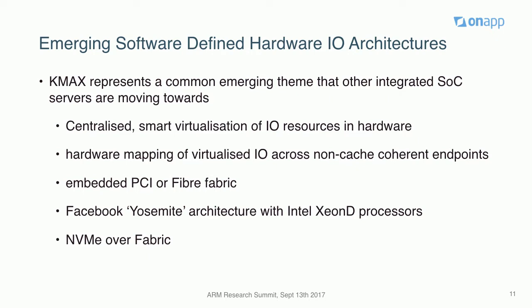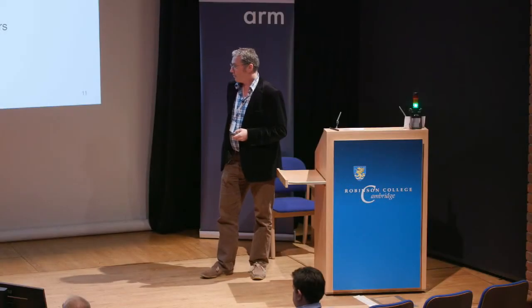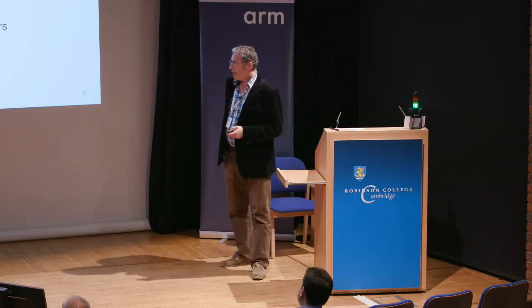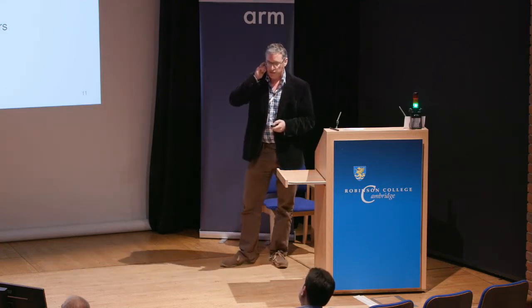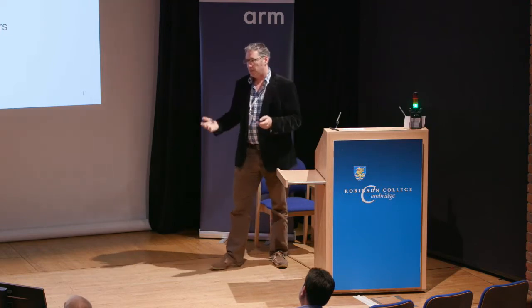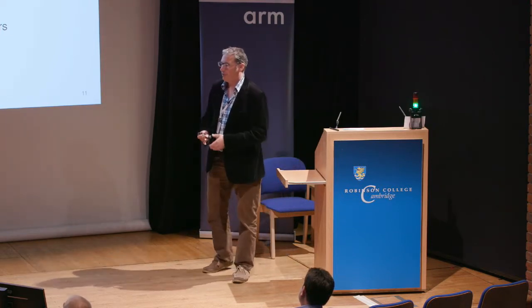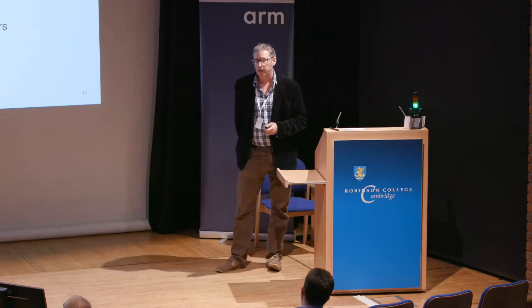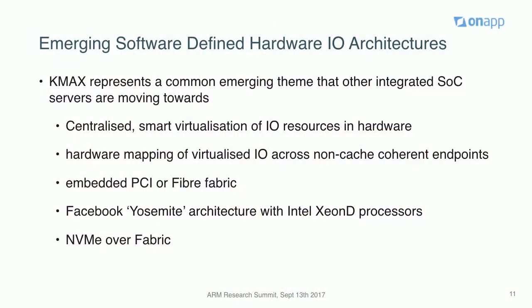Systems such as the Facebook Yosemite architecture are a very similar approach, and I think we've heard of other systems today as well that are taking a similar idea. I would argue that this is a similar trend to what we're seeing with protocols such as NVMe over Fabric, where we have a very fast fabric interconnect that allows us to distribute physical storage resources, but to be able to access them in hardware at a very fast rate.